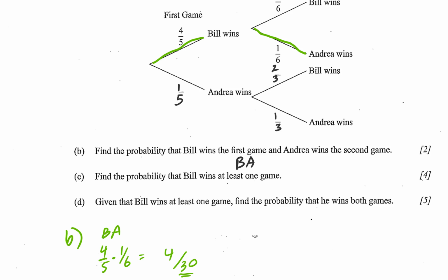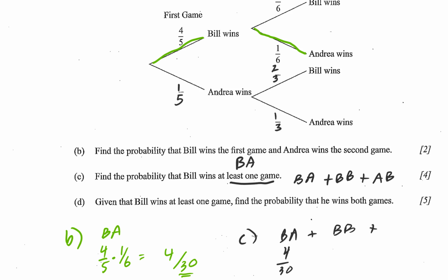C, find probability that Bill wins at least one game. So now it's a little tricky there, at least one. So we gotta find all possibilities. So Bill could win the first game and lose the second game, like we already did. He could win both games. That counts as at least one. And he could lose the first game and win the second game. So those are all the possibilities you gotta find. So for C here, we gotta do all those. We gotta do BA, which we already did, 4/30, classic IB. We gotta add BB, and we gotta add AB.